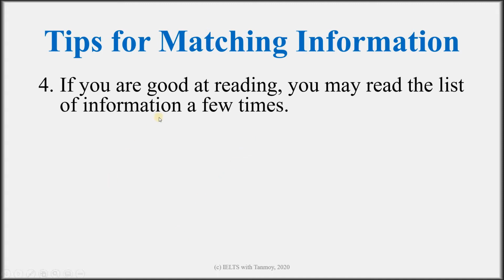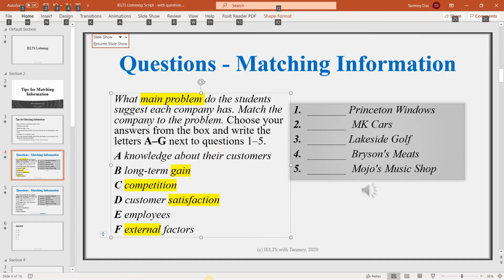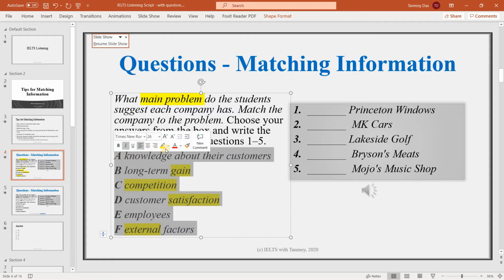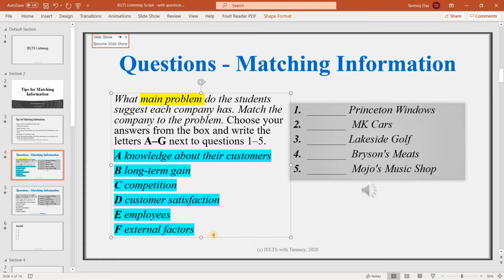You may read the list of information a few times. What do I mean? This list. If your reading skill is better, you should read this particular list a few times before the audio starts. So far we are talking about something that you have to do before the audio starts. You will read these lists a couple of times so that you can almost memorize them.